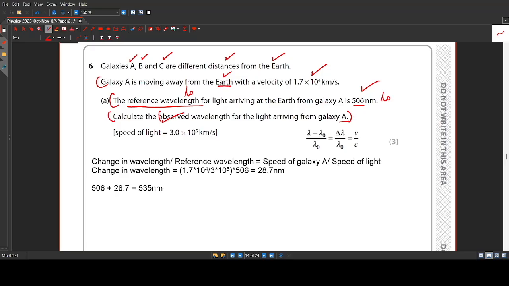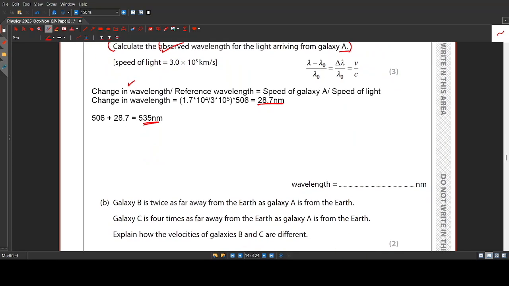In order to calculate the change in wavelength, we will use the formula (lambda minus lambda naught) over lambda naught equals v by c, or delta lambda over lambda naught equals v by c. I've written the entire equation in words as well. Change in wavelength over reference wavelength equals speed of galaxy A over speed of light. So you just have to make the change in wavelength, delta lambda, the subject, which is 28.7, and you just add 28.7 to 506. I rounded it off to 535 nanometers, and this is the wavelength being received on Earth from galaxy A.